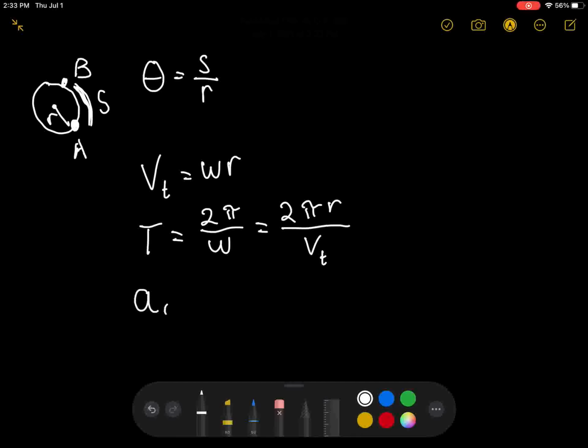The centripetal acceleration is going to be equal to the tangential velocity squared over r, or rewritten, that would be the angular velocity squared times r.